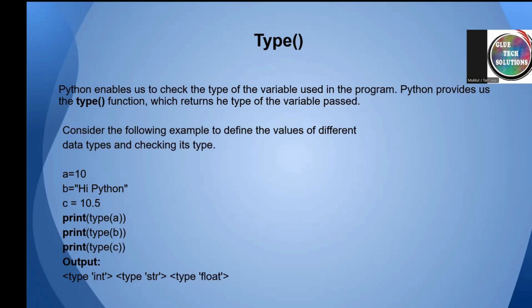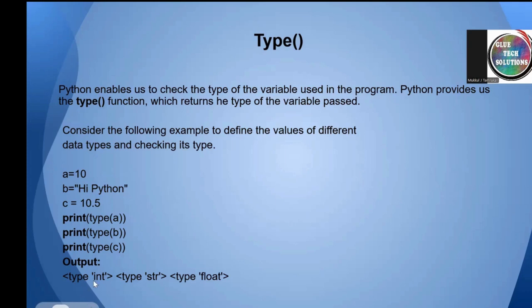So how can you use it? Let's say you have three variables A, B and C. A has the value 10, B has the value hi Python, and C has the value 10.5. Now you want to print the data type of each variable. Obviously, to print, we have to use the print function. Inside that, we will call the type function, and in the type function, we write the name of the variable whose type we want returned. So I want to return the type of variable A. Variable name is A. Similarly, for B, we will write print type B, then for C, we will write print type C.